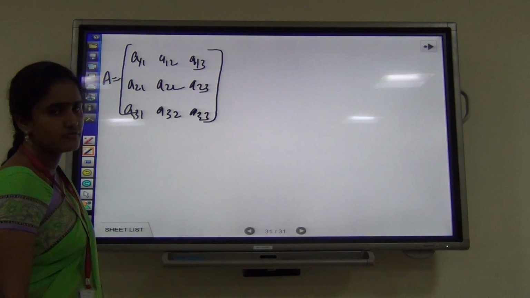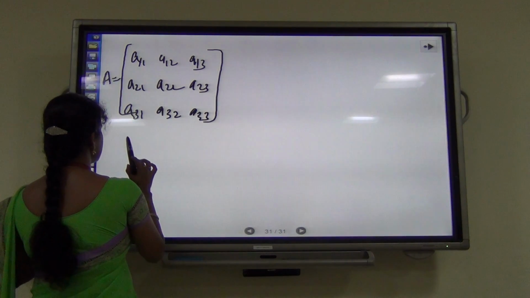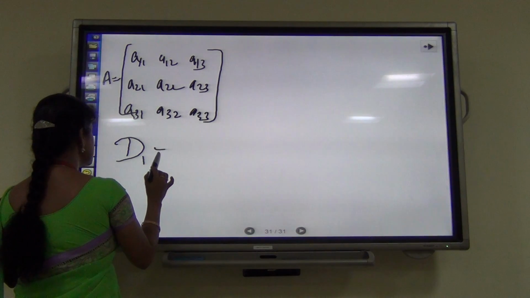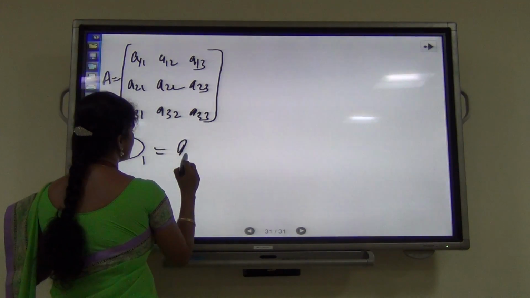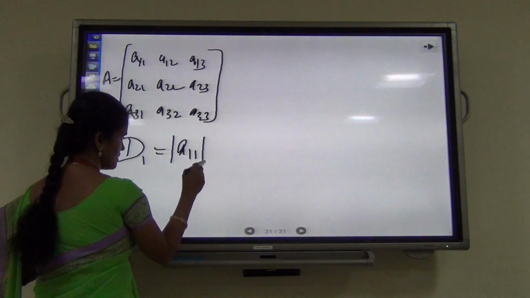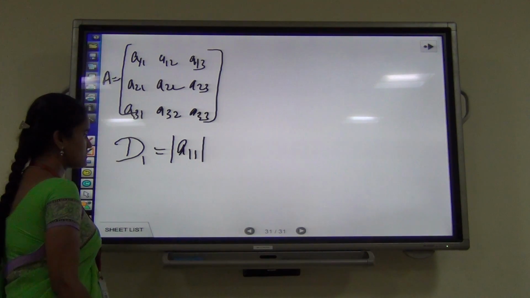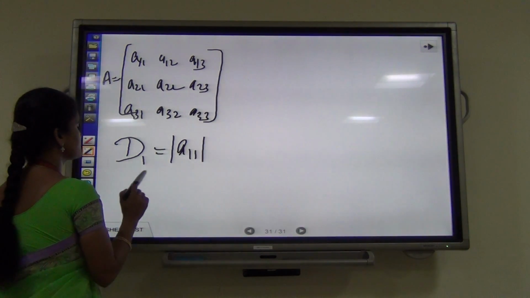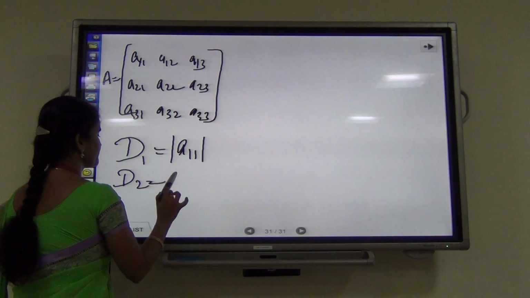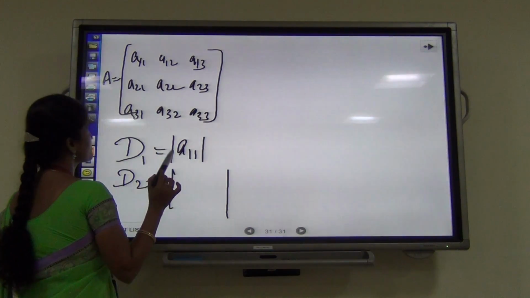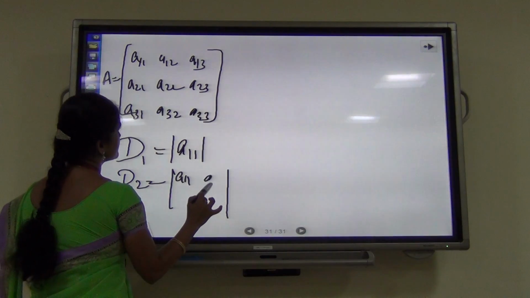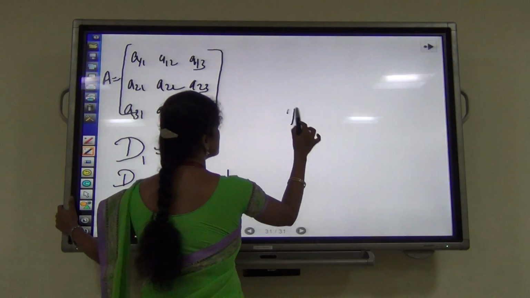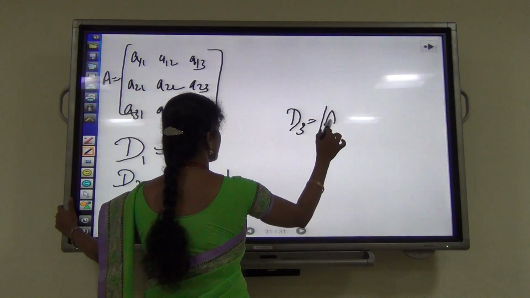Let us take a matrix A of this height. Now, define what is D. Let us define what is D1. This D1 stands for the element A11, getting the positive value of A11, that is the modulus of A11. D2 is the determinant of the first minor matrix, that is A11, A12, A21, A22. And then D3 is the determinant of A.